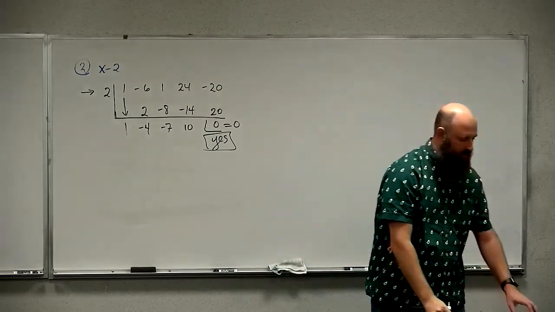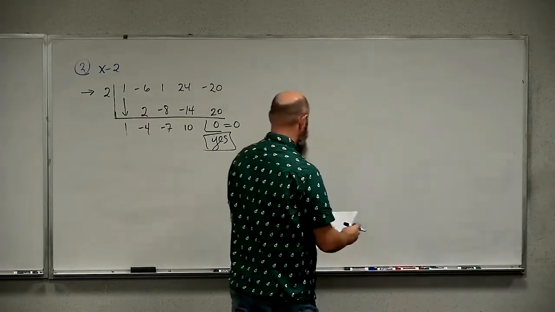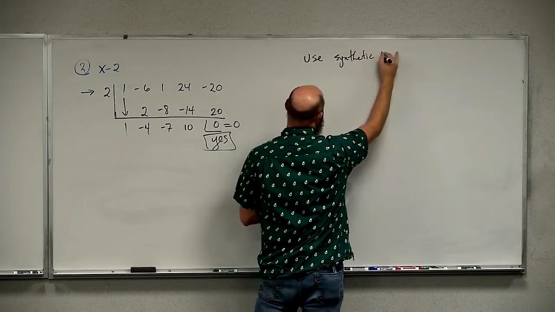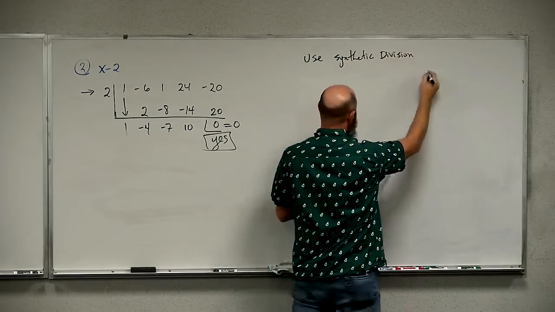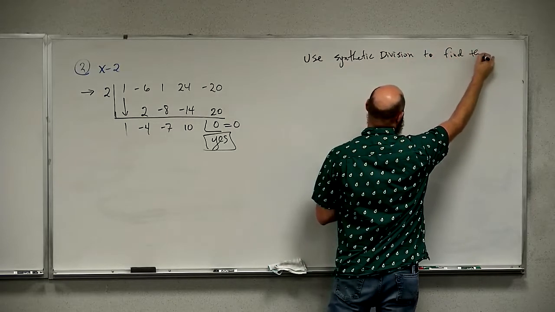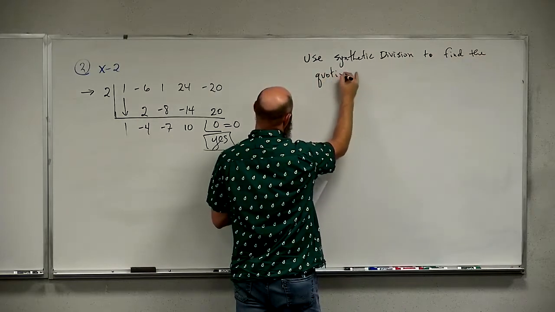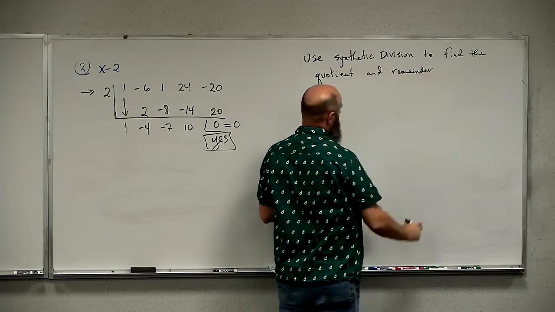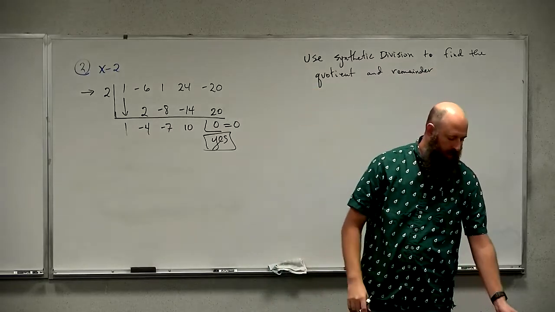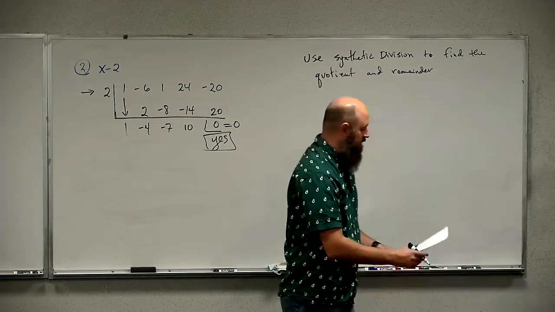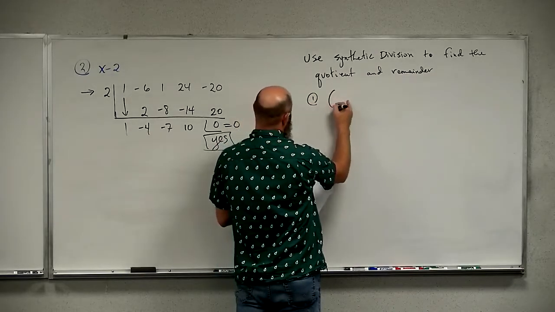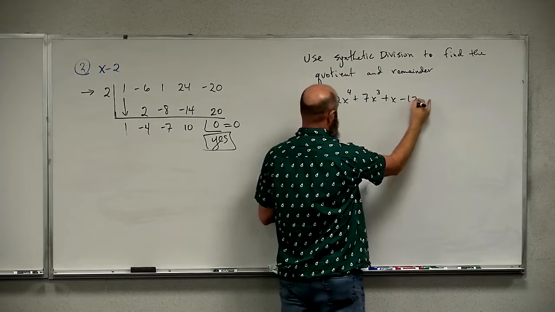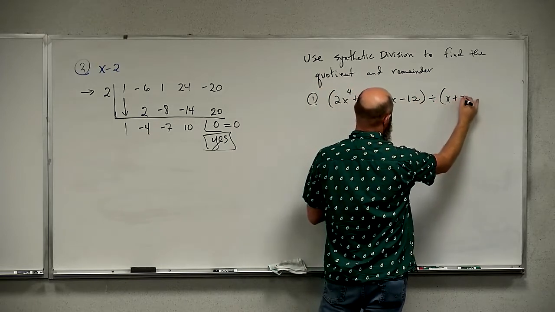All right, our next example. Use synthetic division to find the quotient and remainder. So this is just simply divide on this one, and we want to find those pieces. I guess I do need my numbers here. So 2x to the 4th plus 7x to the 3rd plus x minus 12 divided by x plus 3.